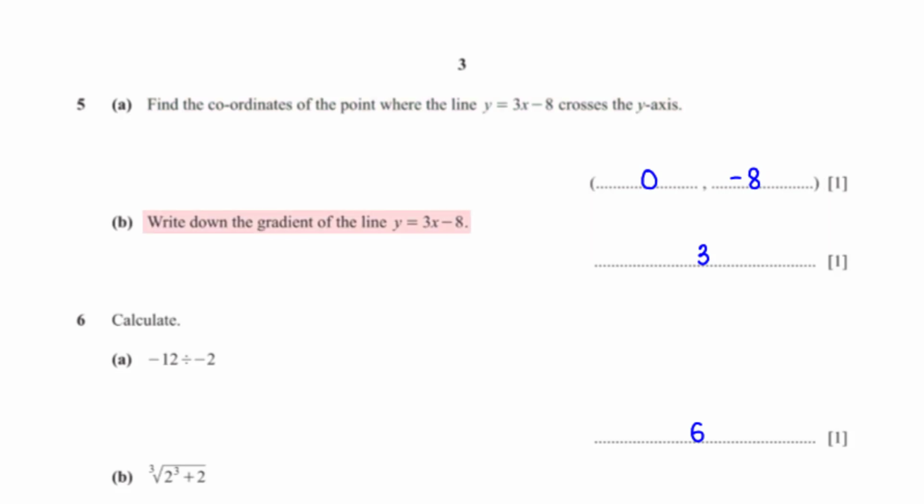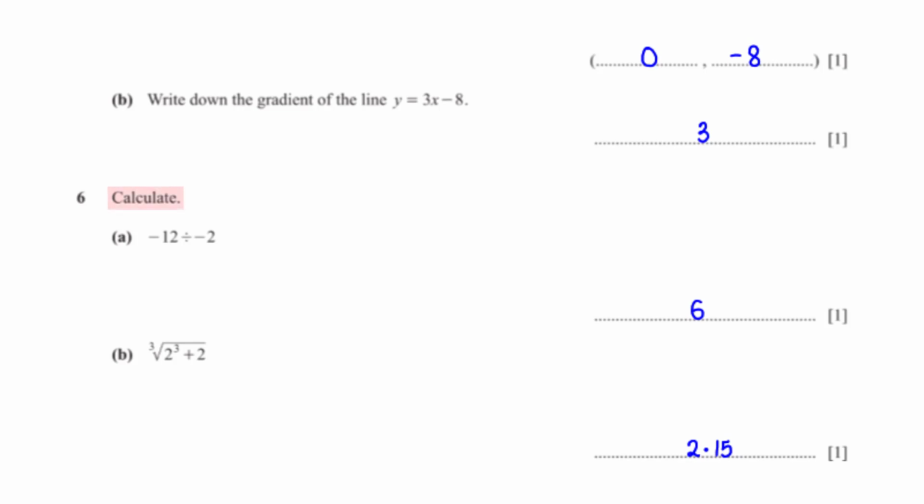Write down the gradient of the line, y equals 3x minus 8. The equation of the line is already in the form y equals mx plus c, which means the coefficient of the x term gives us the gradient of the line, and that is 3.